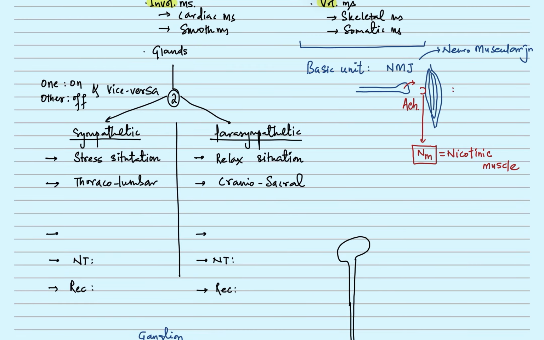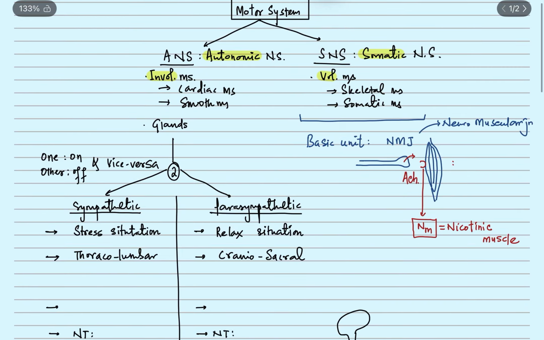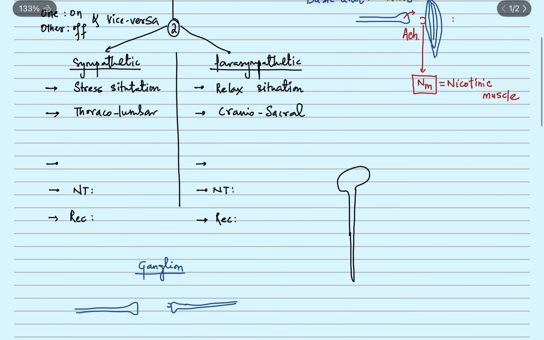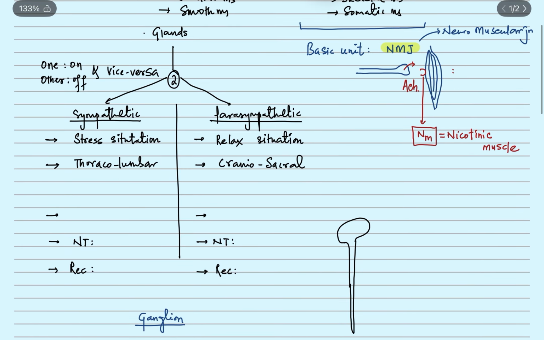So from here we understand that the somatic nervous system has a basic unit called the neuromuscular junction. The neuromuscular junction constitutes a nerve and a muscle. The nerve releases the neurotransmitter, which is acetylcholine. The muscle receives the signal by means of a receptor, the NM receptor. Then what is the output of this signaling? Due to the action of acetylcholine, the neurotransmitter, the muscle contracts.